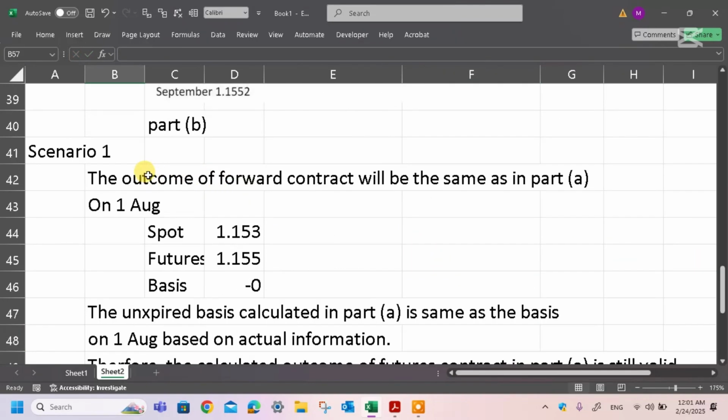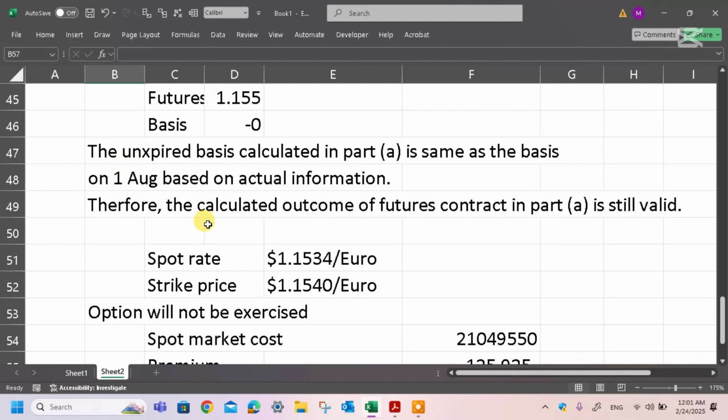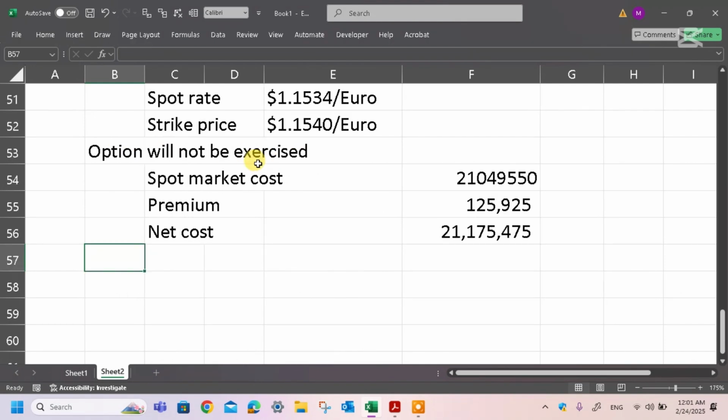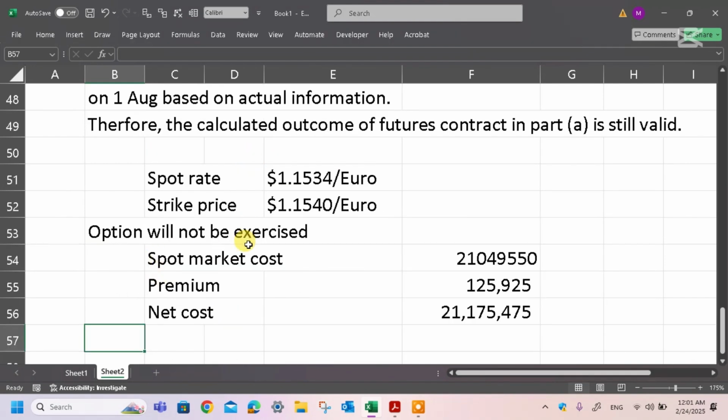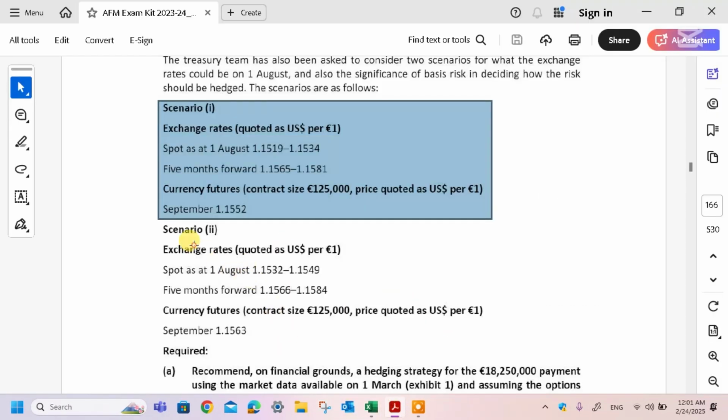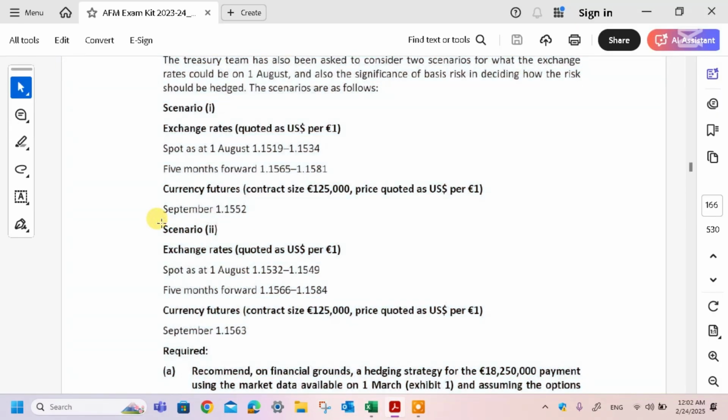So in scenario 1, forward and futures, no change. Again, forward guys, whatever happens there is no change. Futures, as long as the assumption about the basis remains valid, futures also no change. Options, we need to check whether it will be exercised or not. In this case, the option will not be exercised, so the answer is going to be different. Now let's check scenario 2. This one.